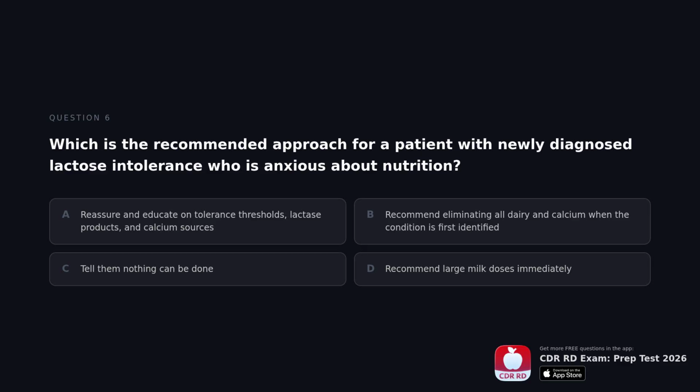Which is the recommended approach for a patient with newly diagnosed lactose intolerance who is anxious about nutrition? A. Reassure and educate on tolerance thresholds, lactase products, and calcium sources. B. Recommend eliminating all dairy and calcium when the condition is first identified. C. Tell them nothing can be done. D. Recommend large milk doses immediately.